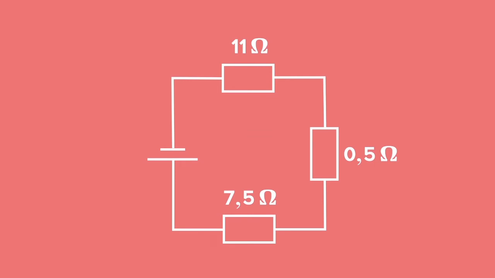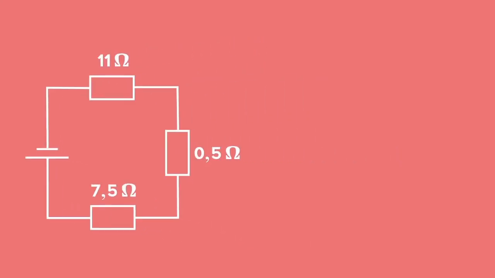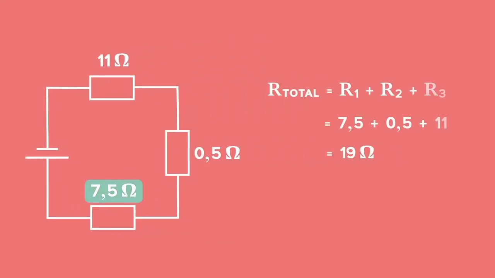Let's look at a simple circuit to see how this works. In this case, there's only one path through the resistors. Thus, the three resistors are in series. To calculate the total resistance, we add the resistors. R total is equal to R1 plus R2 plus R3.